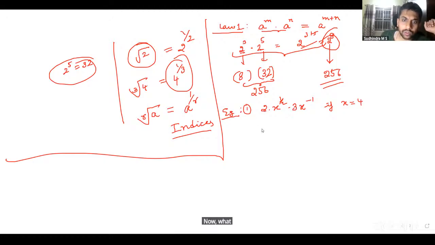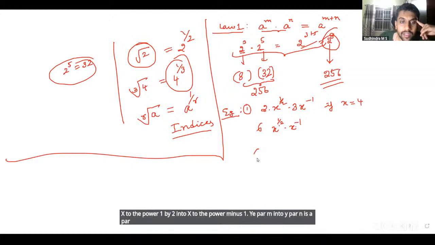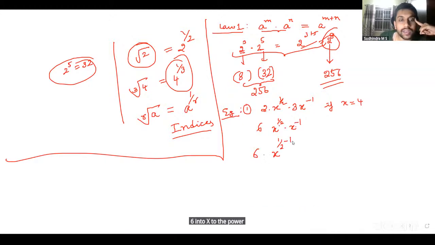Okay. How are we getting this? Now, what is 2 into 3? 6. x to the power 1 by 2 into x to the power minus 1. a power m into a power n is a power m plus n. 6 into x to the power 1 by 2 minus 1. 2 LCM 1 minus 2. 6 into x to the power minus 1 by 2.